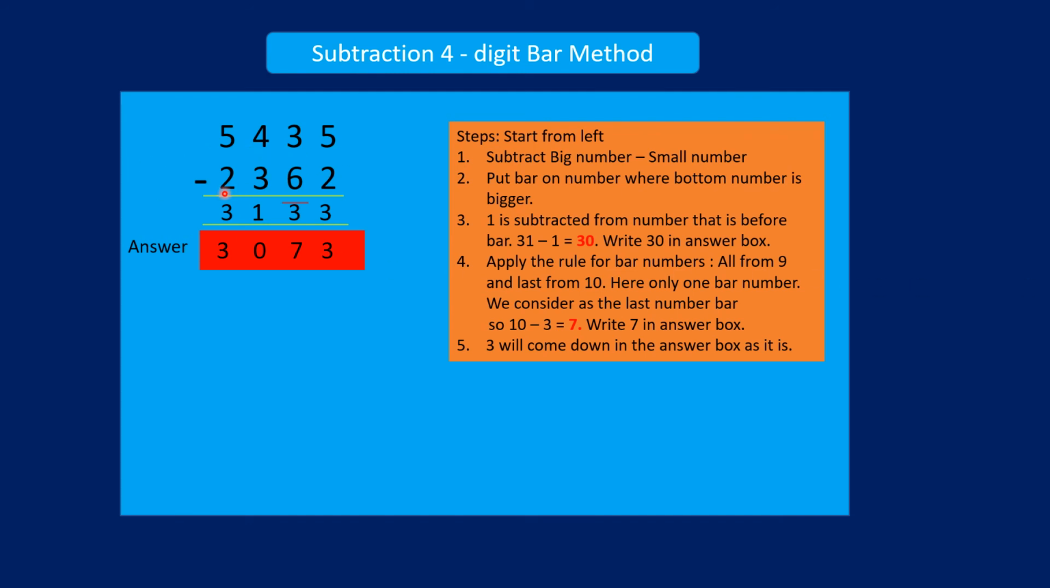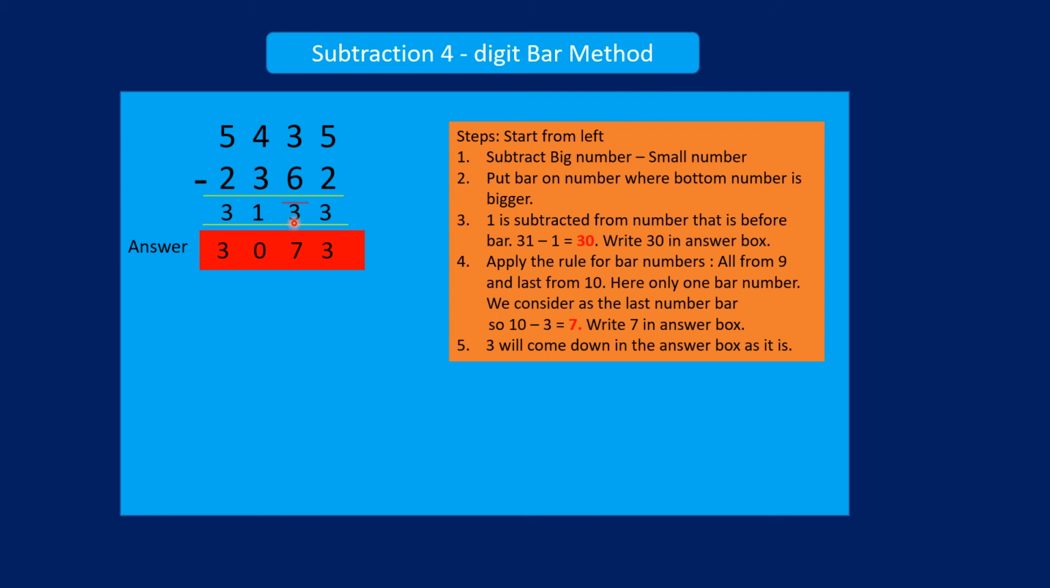5,435 minus 2,362. Start from left. Big number minus small number. 5 minus 2, 3. 4 minus 3, 1. 6 minus 3, 3. 5 minus 2, 3. Put bar on number where bottom number is bigger. So here 6 is bigger number at the bottom. So we put bar on 3.